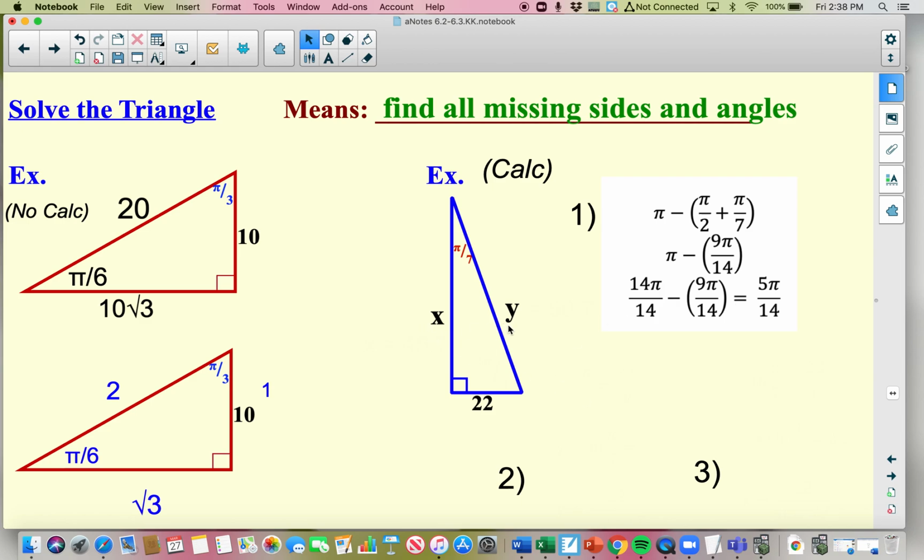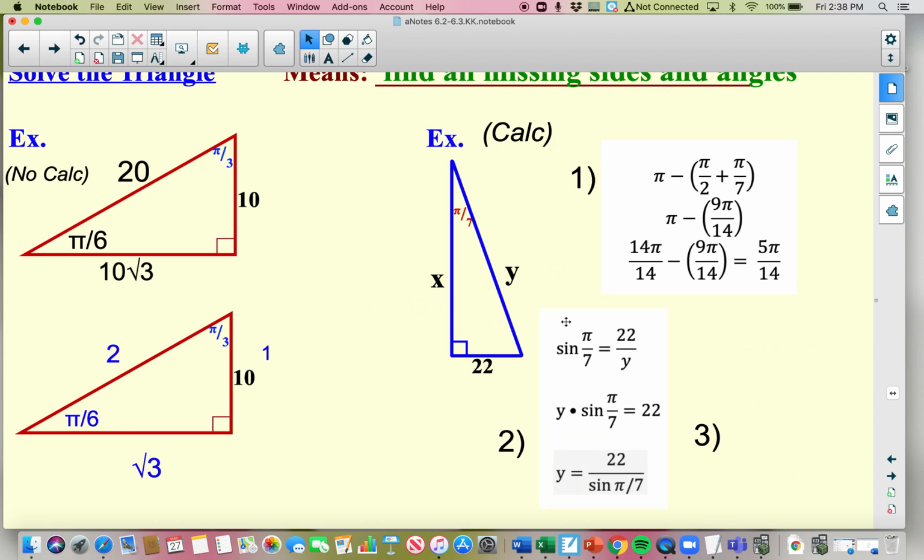Then to find x and y, the other two sides, you can set up any trig ratio that you want, really, because you know all of the angles. I just set up sine to find y, excuse me. So if I do sine of pi over 7, SOHCAHTOA tells me that sine is opposite 22 over hypotenuse y. Now you want to make sure your calculator is in radian mode. So do check that and make sure you get the same answer as I do. So type in sine of pi over 7 in your calculator in radian mode. I multiplied the y over here, and then I divided by the sine of pi over 7. And that's going to give you your y value.